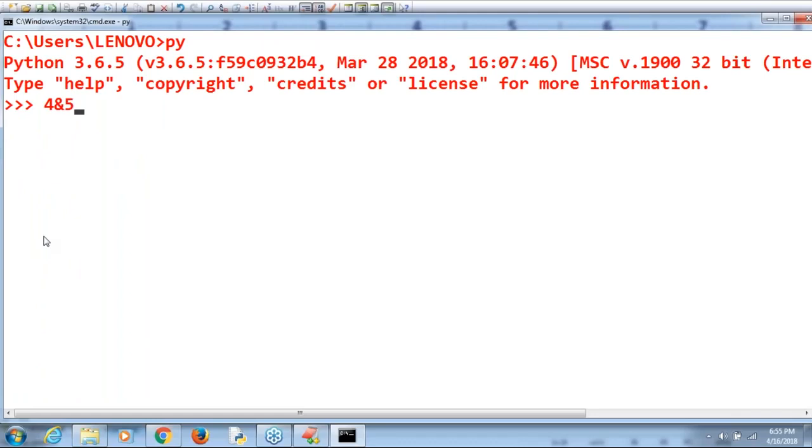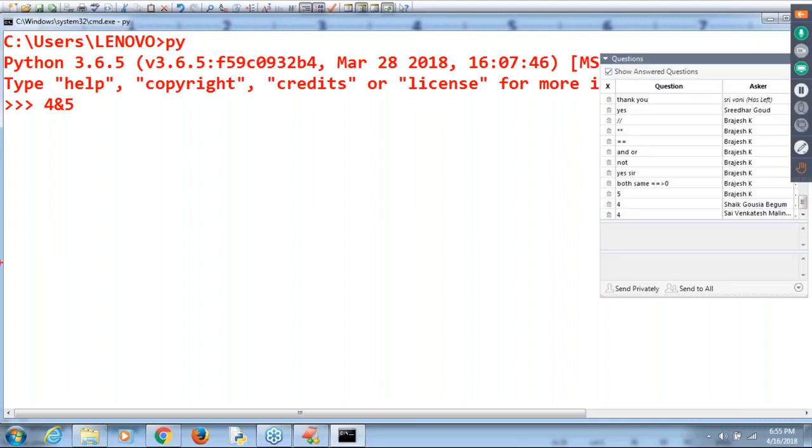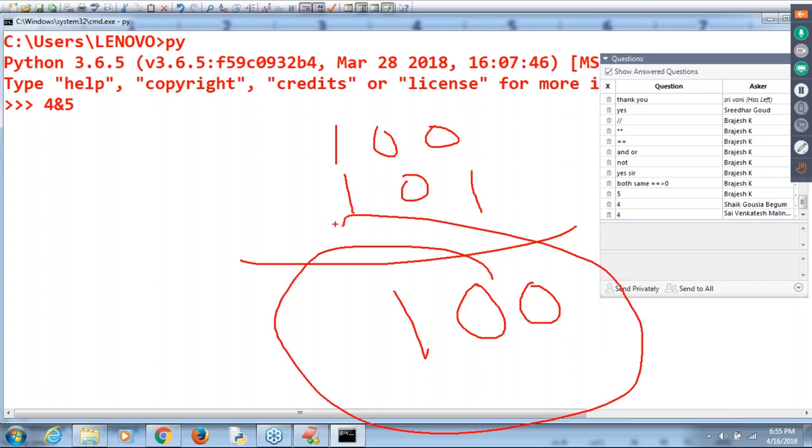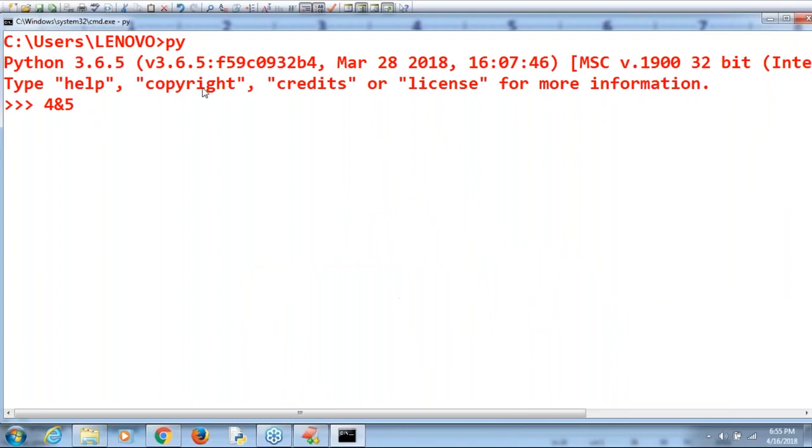If I take 4 and 5, what is the answer? Can you please tell? 4 and 5, what answer are we going to get? I told already, 4 is the answer. Have you remembered? Bitwise we have to apply. 4 means 100, 5 means 101. 0 and 1 gives 0, 0 and 0 gives 0, 1 and 1 gives 1. That's why the value you are going to get is 4. This result is 4 itself, right? Observe that, 4 is the answer.